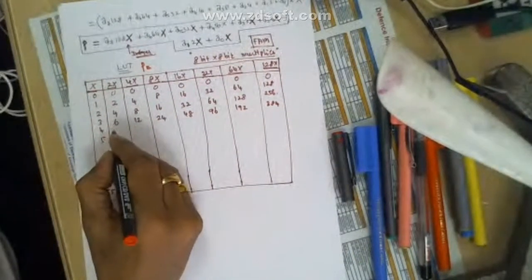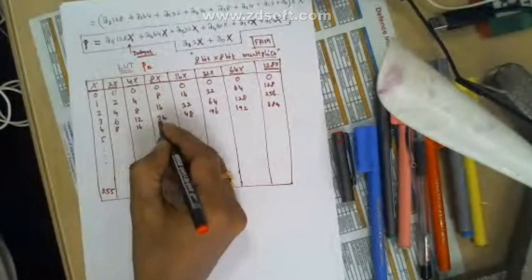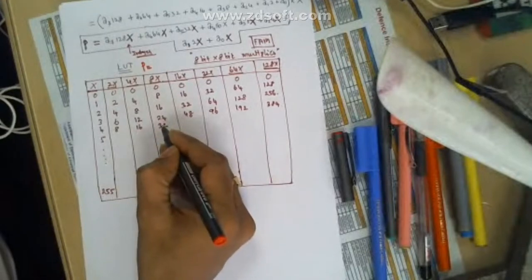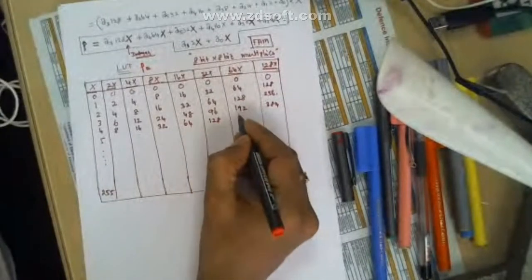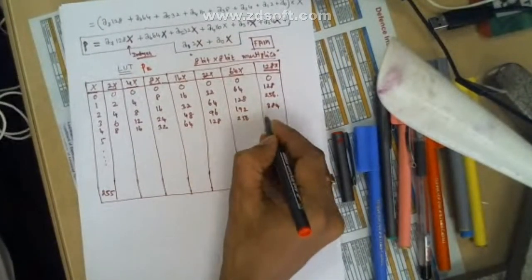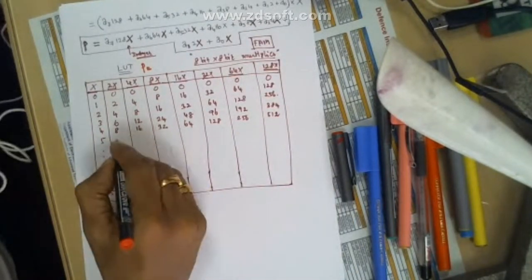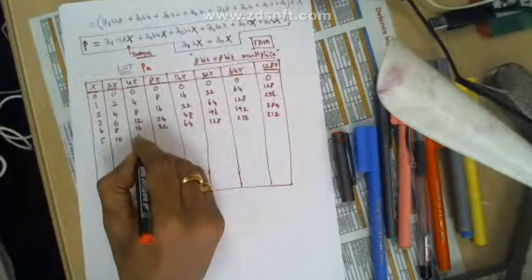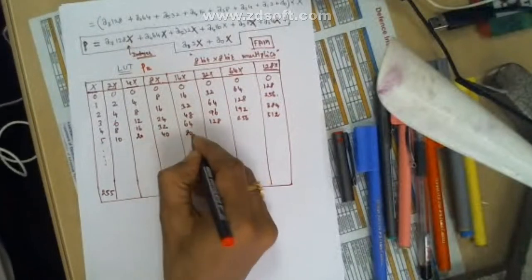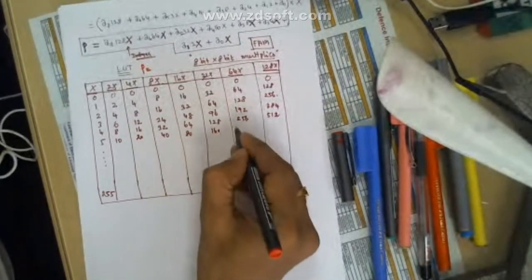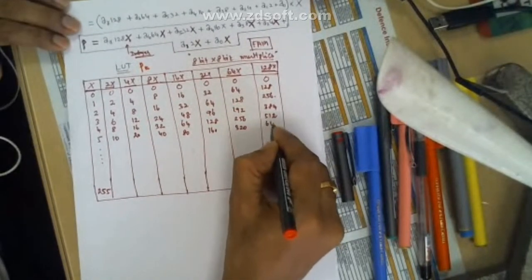For 4: 8, 16, 32, 64, 128, 256, and 512. For 5: 10, 20, 40, 80, 160, 320, and 640, and so on.